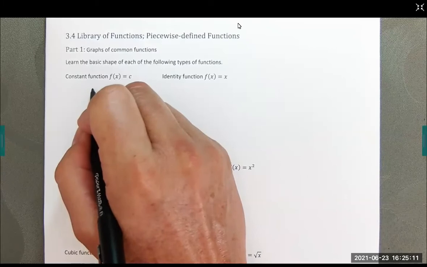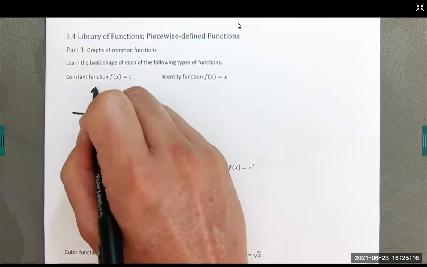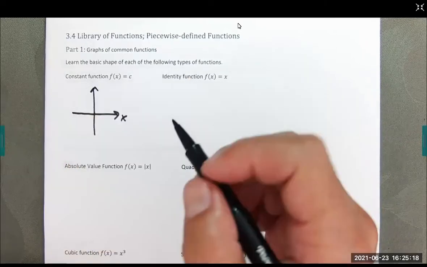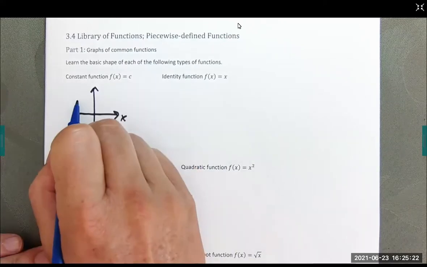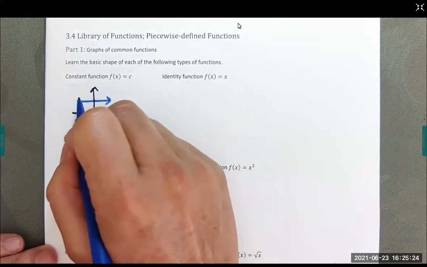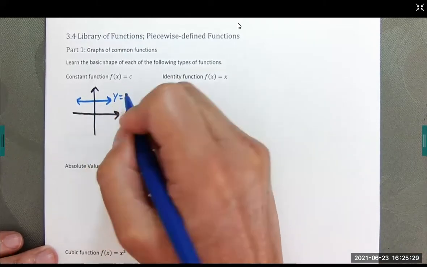So we'll start with a constant function. And a constant function just means a horizontal line. So y equals c. And so our constant function is going to literally look like this. So this is y equals c.